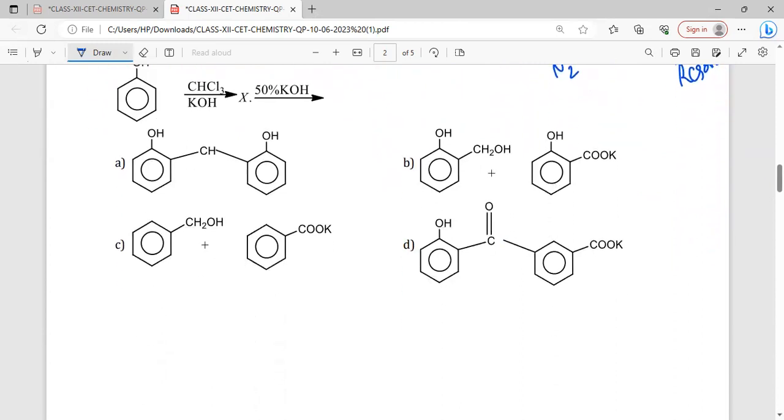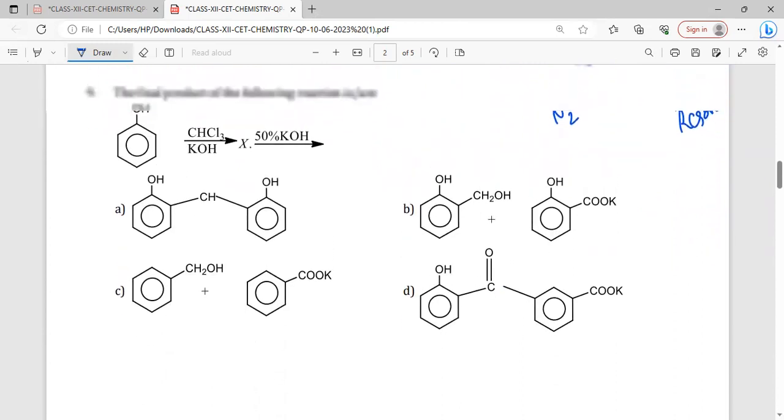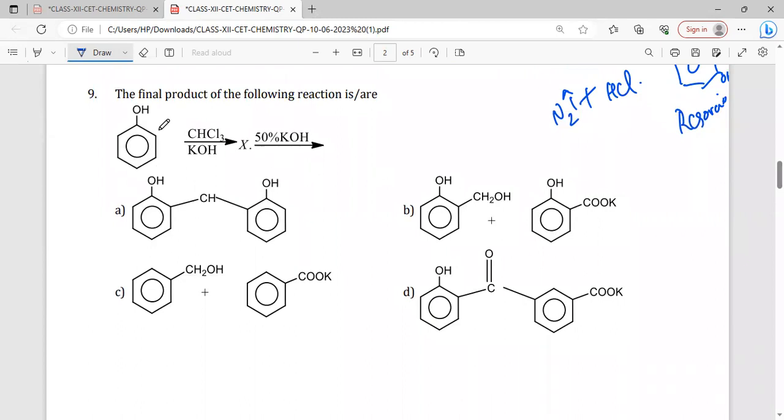Coming to the ninth question. This question is a mixture of two reactions. The first reaction is CHCl3 and KOH, the very famous Reimer-Tiemann reaction. And after this, we'll be observing the Cannizzaro reaction. The Reimer-Tiemann reaction belongs to phenols, and this belongs to aldehydes.